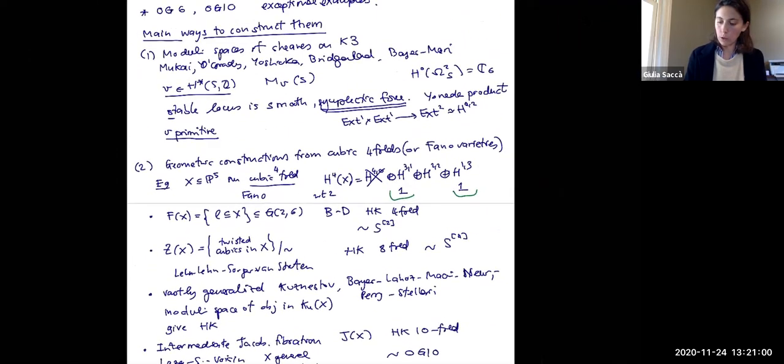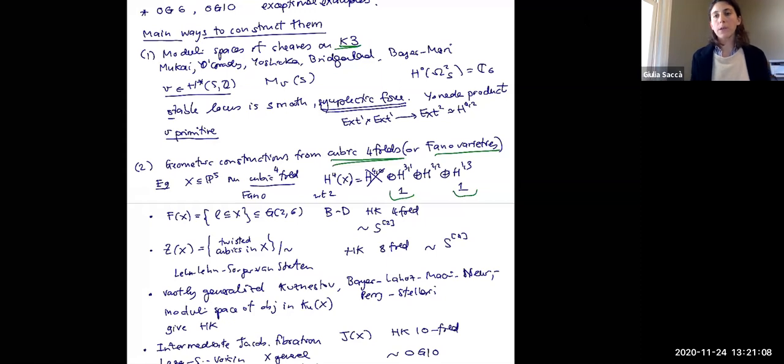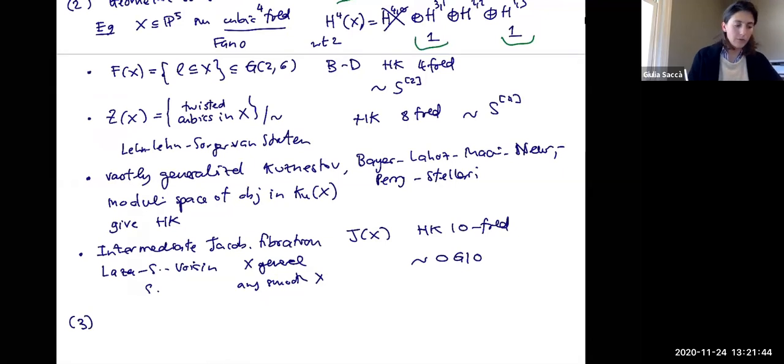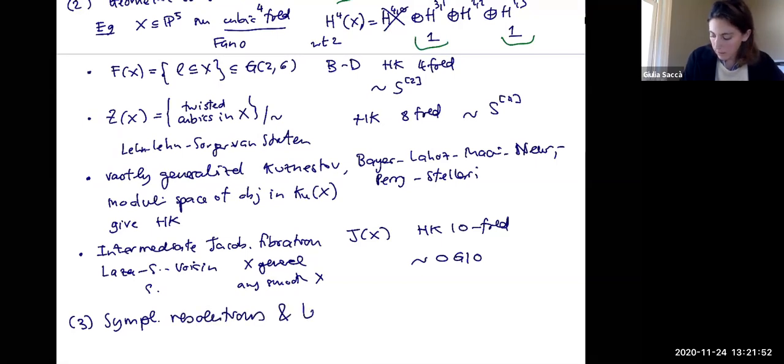So these two start from a K3 or a cubic fourfold or a Fano manifold. You have these geometric constructions, which often allow you also to study the geometry of these things because, for example, there's all this machinery coming from Bridgeland stability developed by Bayer and Macrì to study the moduli spaces. So these are the geometric ways to construct it, but in terms of realizations of these hyperkählers, the two main ways are symplectic resolutions and Lagrangian fibrations. And I'm going to say more about these in a second.